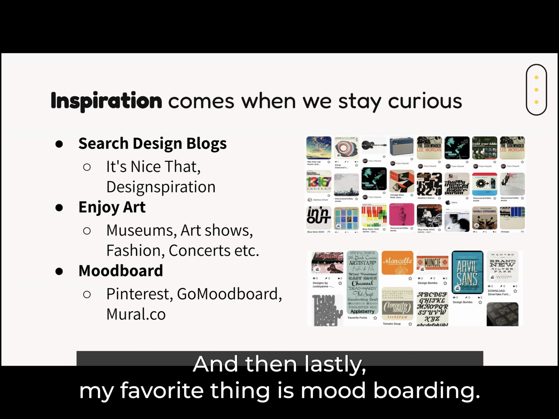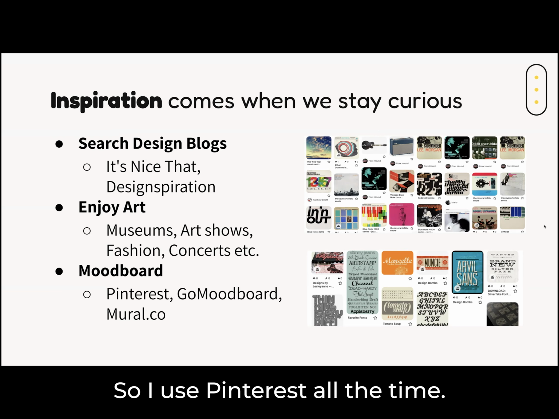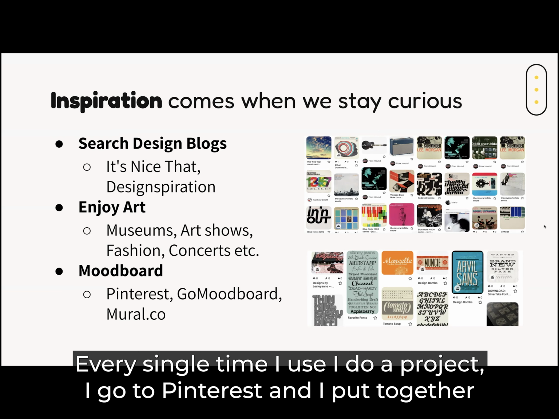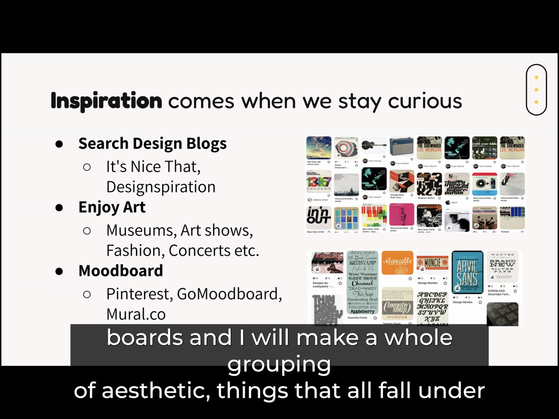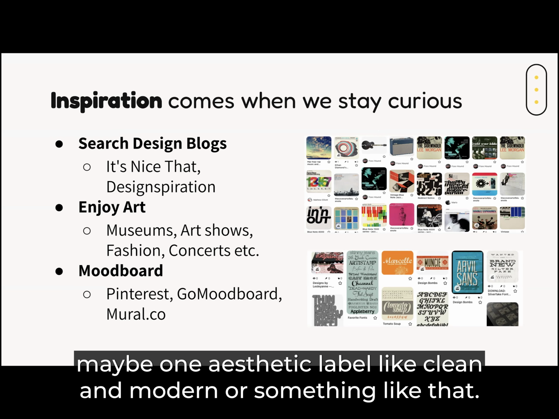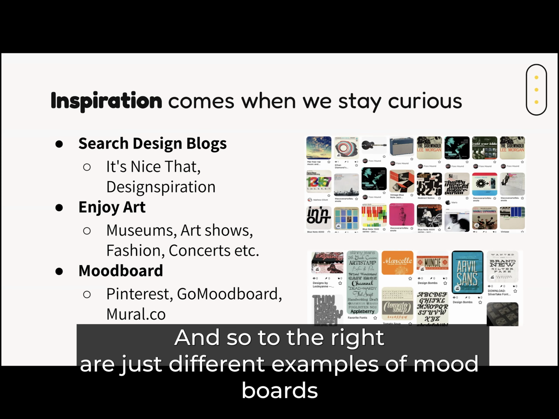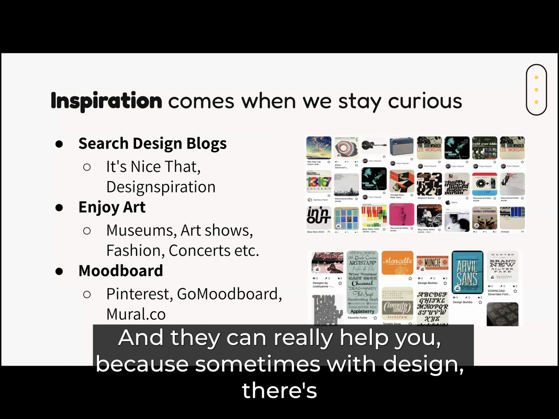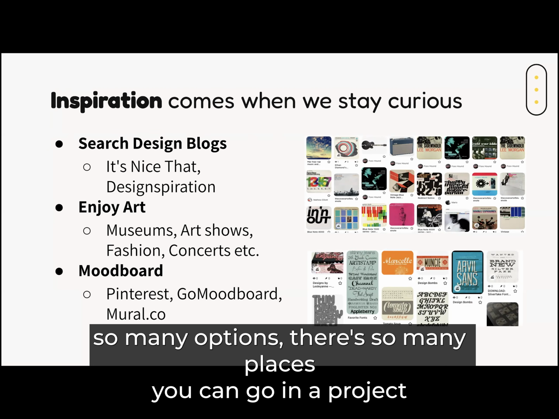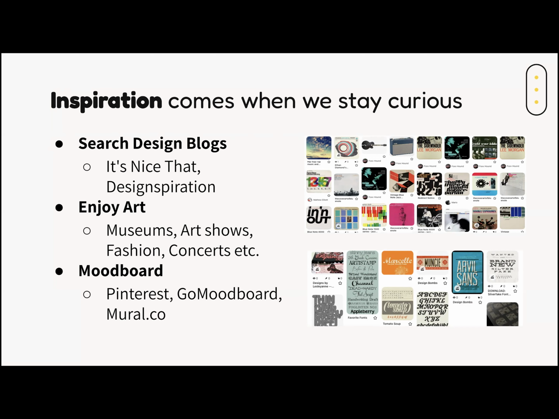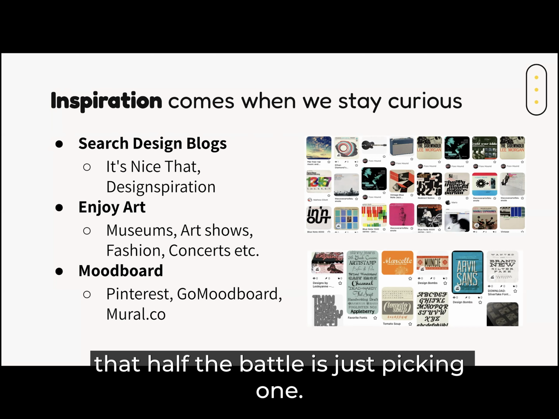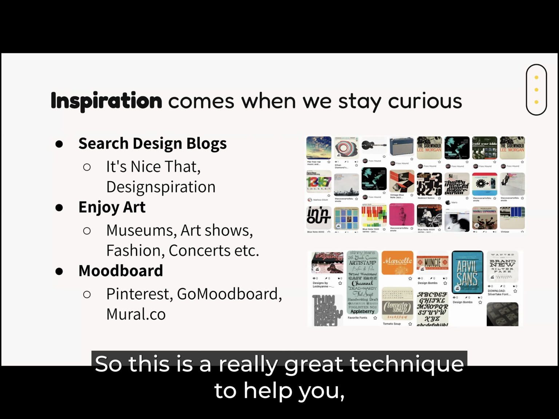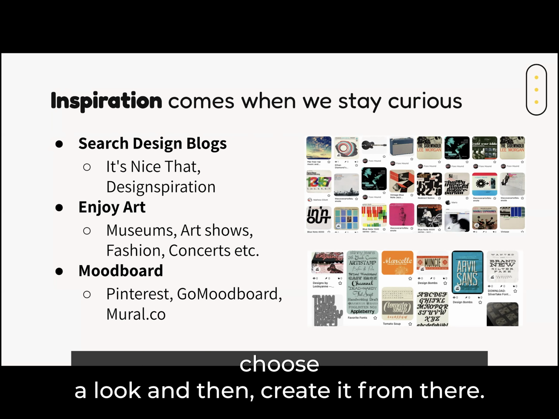And then lastly, my favorite thing is mood boarding. So I use Pinterest all the time. Every single time I do a project, I go to Pinterest and I put together boards and I will make a whole grouping of aesthetic things that all fall under maybe one aesthetic label, like clean and modern or something like that. And so to the right are just different examples of mood boards that I've made for different projects. And they can really help you because sometimes with design, there's so many options. There's so many places you can go in a project that half the battle is just picking one. So this is a really great technique to help you choose a look and then create it from there.